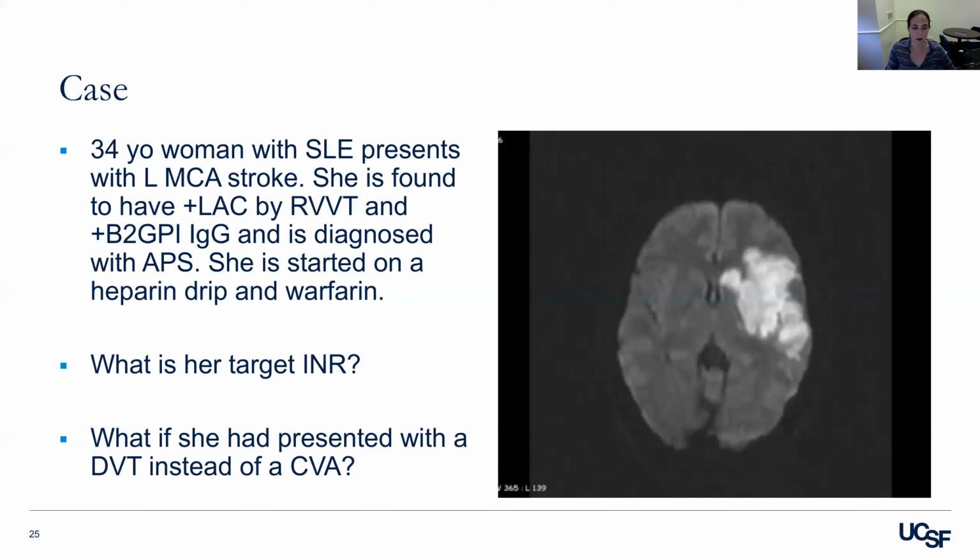She's found to have a positive lupus anticoagulant by Russell viper venom testing and a positive beta-2 glycoprotein 1 IgG. And based on this, her clinical presentation and positive antiphospholipid antibodies previously as well, she's diagnosed with antiphospholipid syndrome. She's started on a heparin drip and warfarin. So what would be her target INR, and what might we do if she presented with a DVT instead of a CVA?